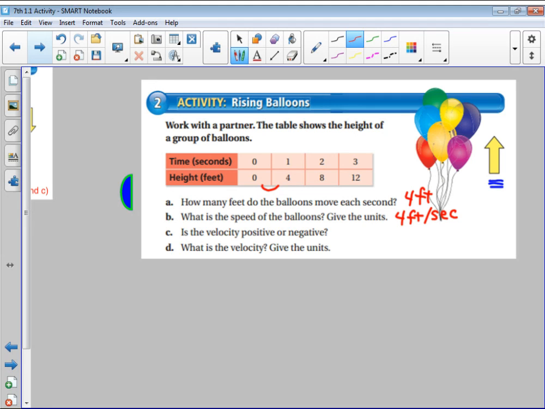Is the velocity positive or negative? So that's where I'm going to use my arrow. So it was going up, so that would be a positive velocity. And letter D, what is the velocity? Give the unit. So that's where we're going to put B and C together to answer that. So our answer to B was it was 4 feet per second. And then even though it was positive, I'm going to go ahead and put that positive sign in front of there just to identify that I did do all the steps and that it was a positive velocity.